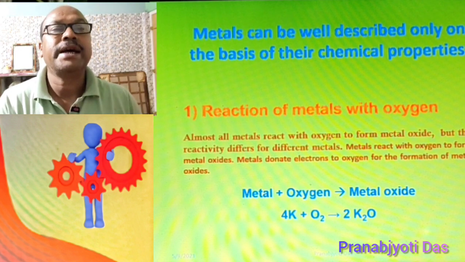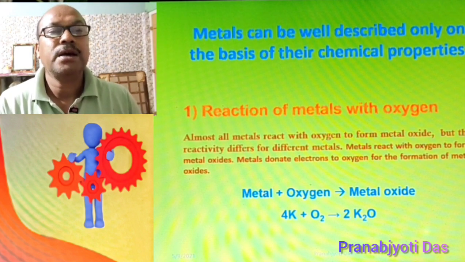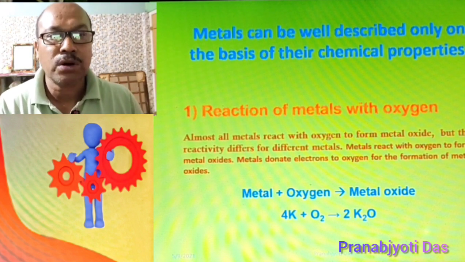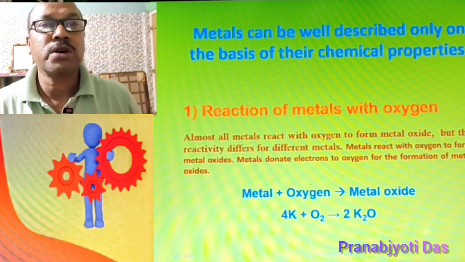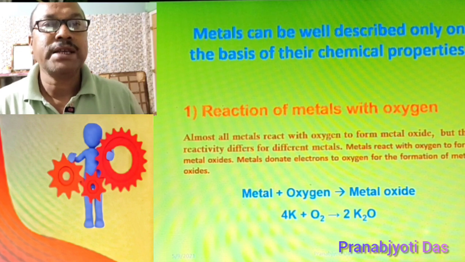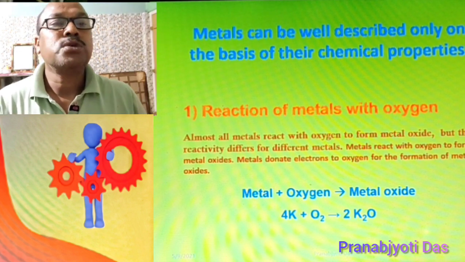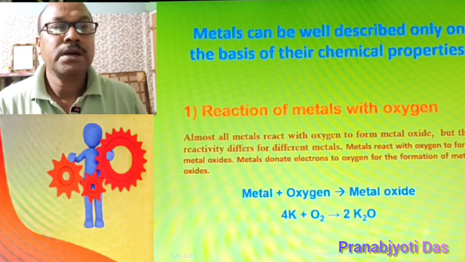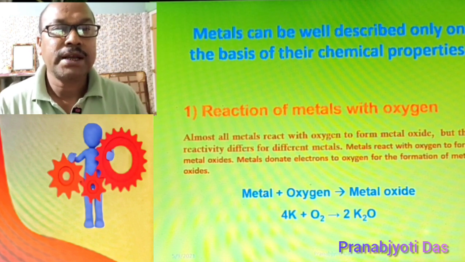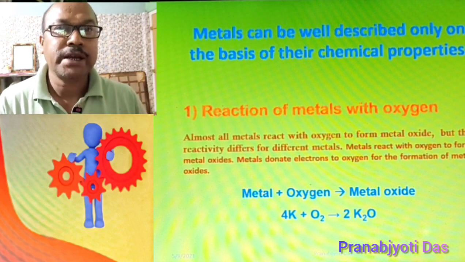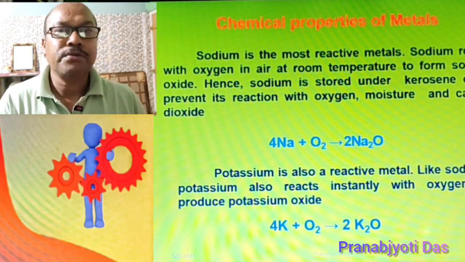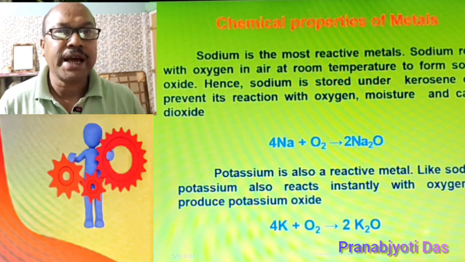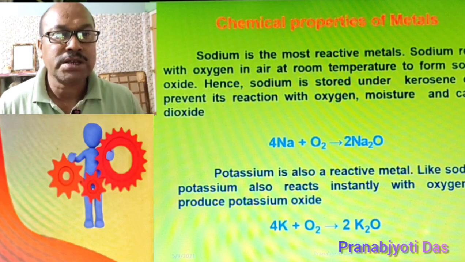Here we are bringing the example of potassium metal. You can see potassium is combining with oxygen, 4K plus O2, and is producing potassium oxide. After balancing, it is 2K2O. So it means that potassium reacts with oxygen and produces potassium oxide, which is a metal oxide. Here potassium is a very active metal, so it reacts spontaneously with oxygen.